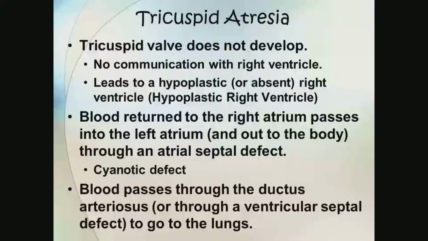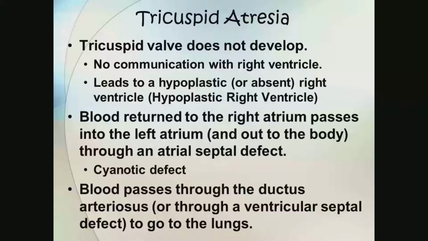Tricuspid atresia. This is kind of a bizarre one where basically the tricuspid valve does not develop. So you end up having the right ventricle becoming hypoplastic because it doesn't develop, because there's no blood flow going to it. And you basically have to have a connection between the right and left atrium because that's how blood flow is going to be pumped through the ASD out to the rest of the body, which means you're going to have a little bit of a cyanotic defect.